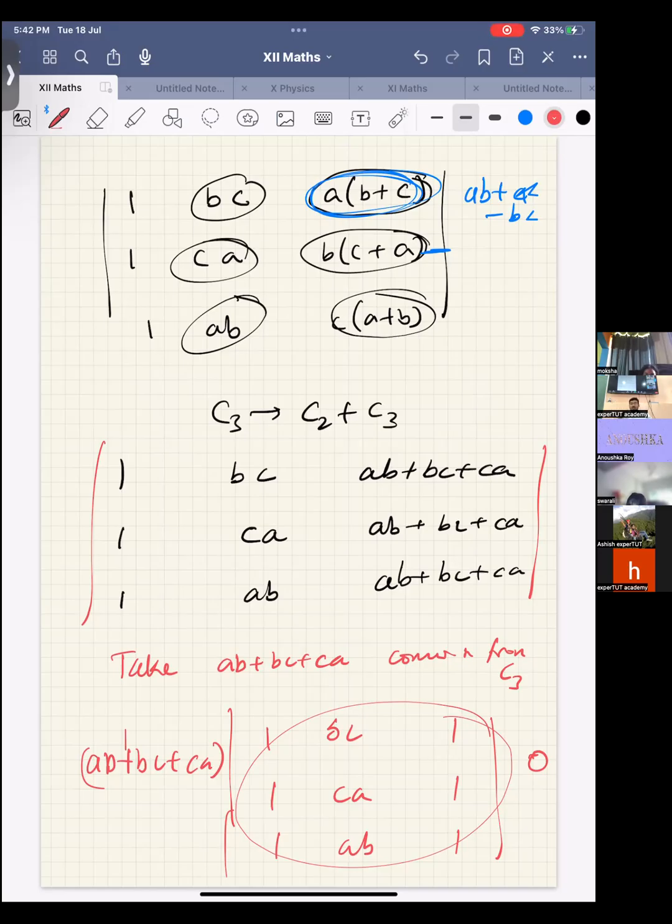So you're multiplying by this whole thing. Two columns are the same, no? C1 and C3 are same, right? What is the value of this now? 0. Okay? C1 and C3 are same. C1 and C2 are same.